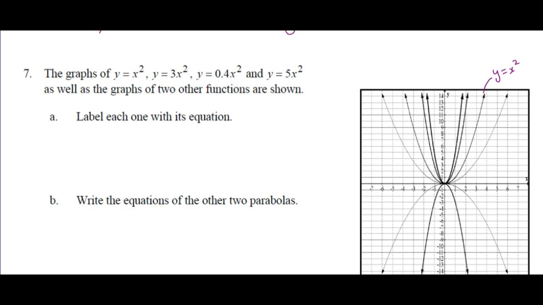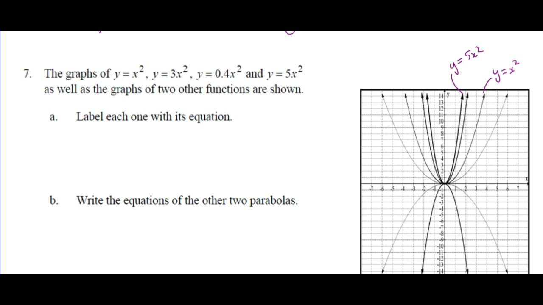0.4. So do we get narrower as we go higher or wider? As you go higher, you get narrower. So the narrowest graph must be 5x squared. Now to check that, we're going to have to go over 1, because remember it said there's 2 other functions. So we're going to go over 1 and up 5. Yeah, that looks right. Okay, so this guy is y equals 5x squared.